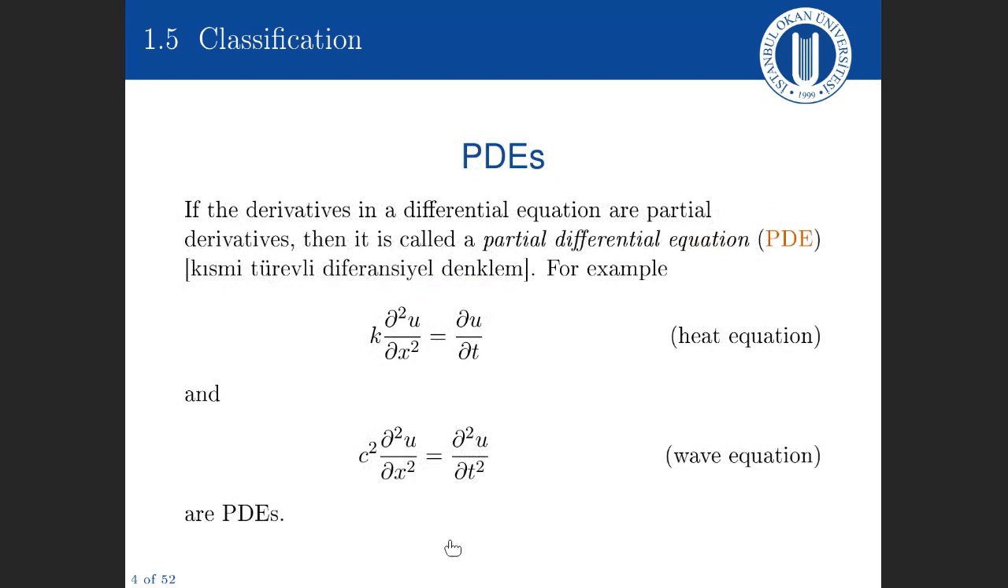If the derivatives in a differential equation are partial derivatives, then the equation is called a partial differential equation, or PDE. For example, these two equations, an equation which is called the heat equation and an equation called the wave equation, are PDEs. The heat equation describes the way that heat moves in, for example, a metal bar. The wave equation describes how waves move in, for example, a guitar string.